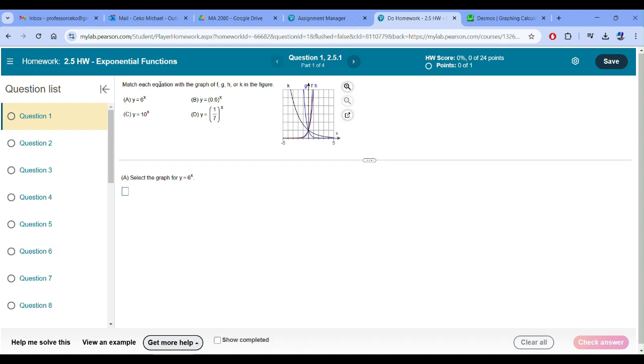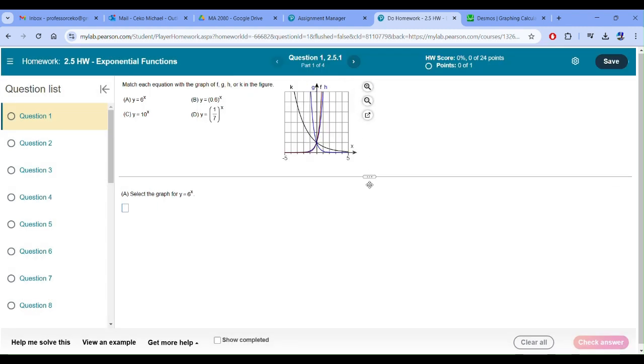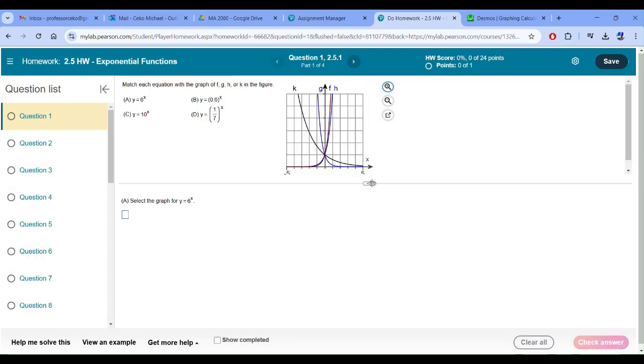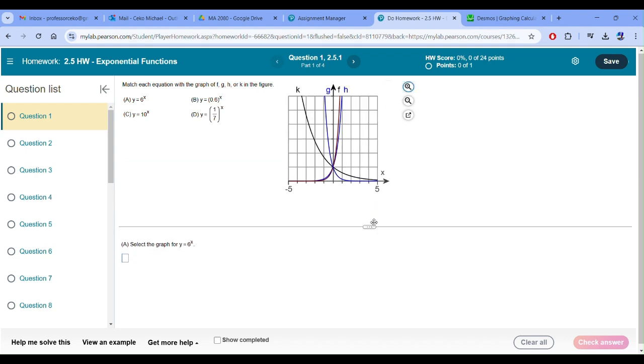So here, match each equation with the graph. Oh, this is really small. I can't see that. What if I blow it up and make it bigger? Zoom in again. One more time. Okay. So two of these are clearly going to be fractional exponents, and two of these are clearly going to be positive. Looking at 6 to the x versus 10 to the x, I really can't see, but one of them should grow a lot quicker, which is the purple line.